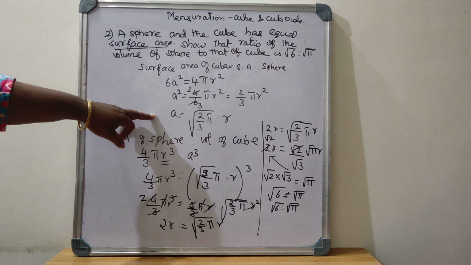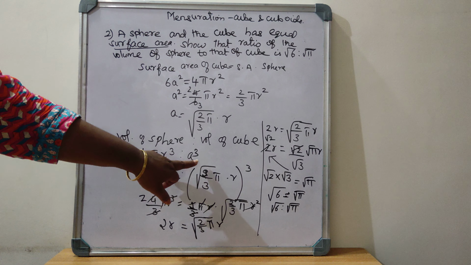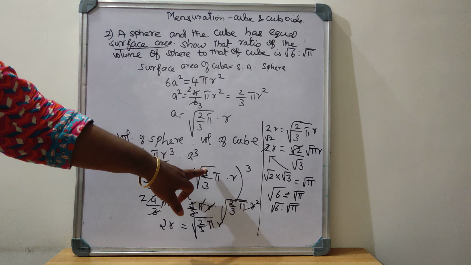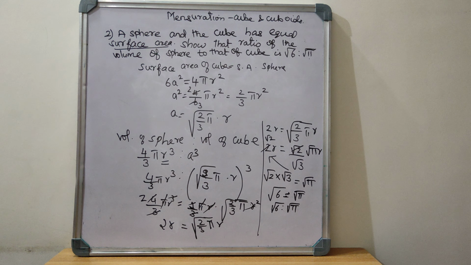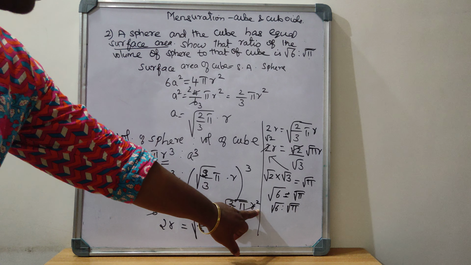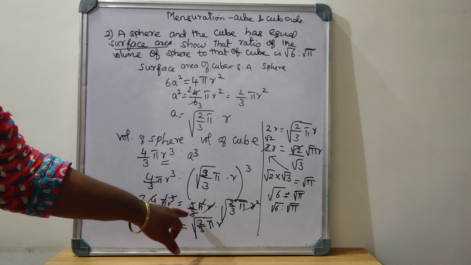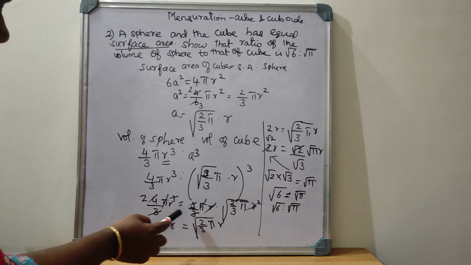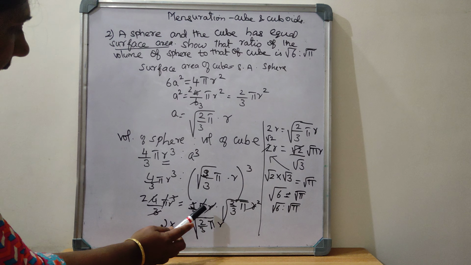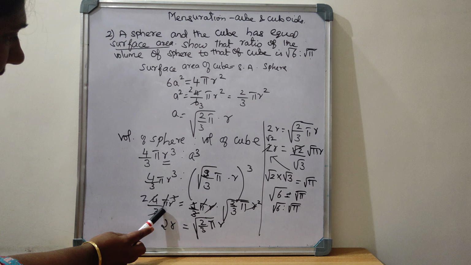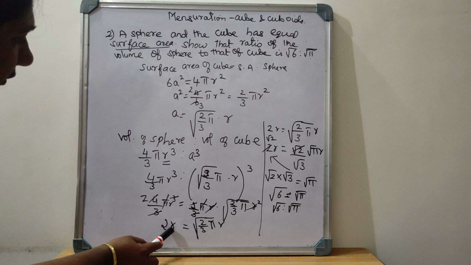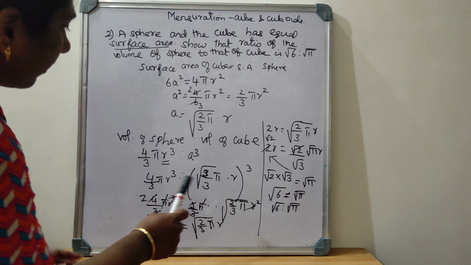Now this a we are going to substitute in place of the volume of the cube. When you substitute, 4 by 3 pi r cube equals root 2 by 3 pi r into the whole cube. So this whole cube will come as r and r square, and 4 you can cancel with this 2. So 2 and 4 get cancelled, you will get 2. 3 and 3 will get cancelled. Pi and pi will get cancelled. So here this r square and this I am going to cancel. So you will get one more r, and here you have one r.